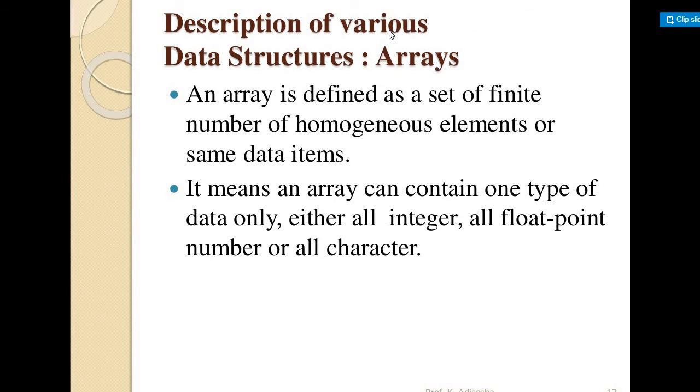So, a description of various data structures. An array is defined as a set of a finite number of homogeneous elements, or same data items. So it means an array can contain one type of data only, for example, either all integers, all floating point numbers, or all characters, etc.